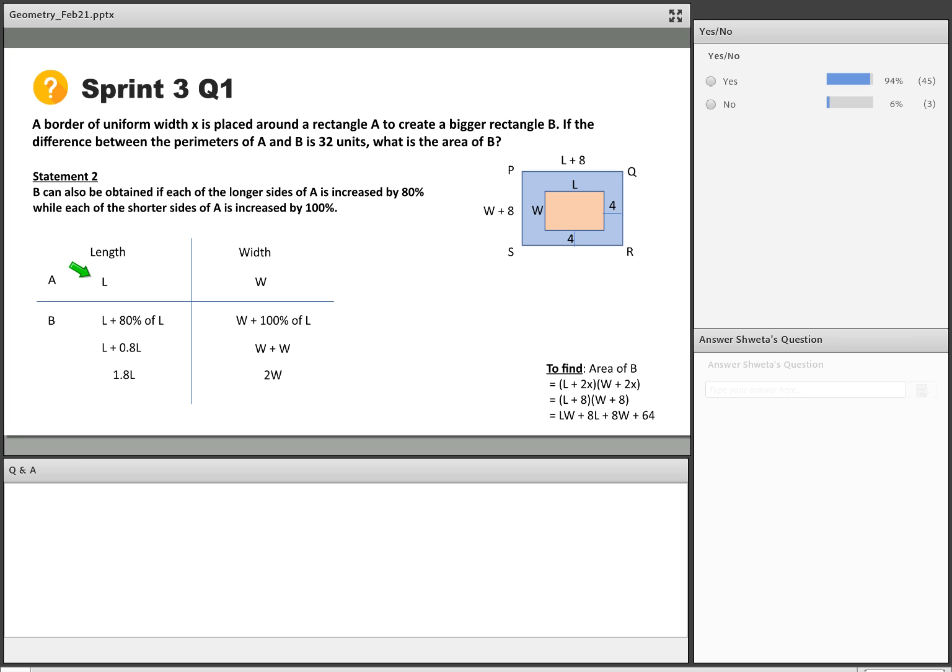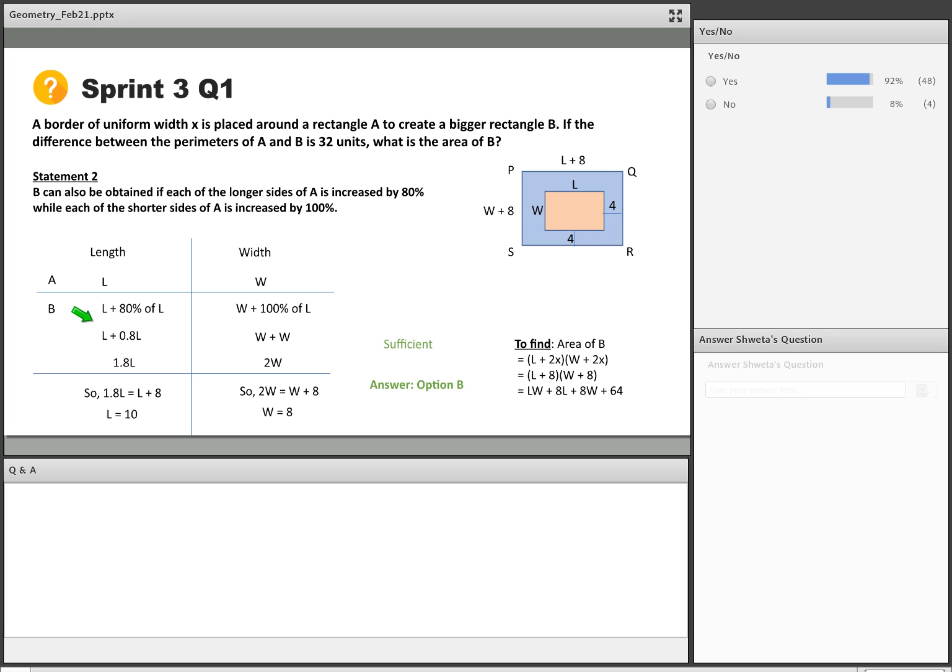Look, the length of A is L, the width is W. If I'm increasing the length, the longer side, by 80%, I get L plus 80% of L. We've seen questions like this. You add this, you get 1.8L. Similarly, when you increase the width by 100%, you simplify, it's 2W. Well, if this is also rectangle B, then the length, 1.8L, has to be equal to the length I know from the border discussion. It has to be equal to L plus 8. Similarly, the width, 2W, has to be equal to the width I had in the border discussion.